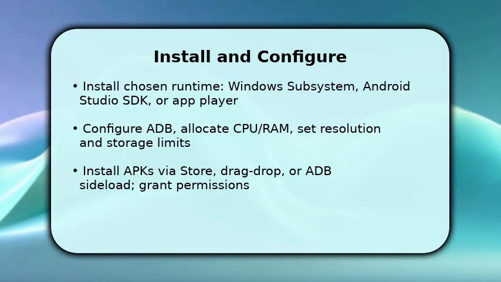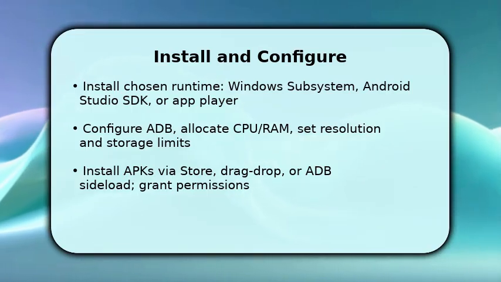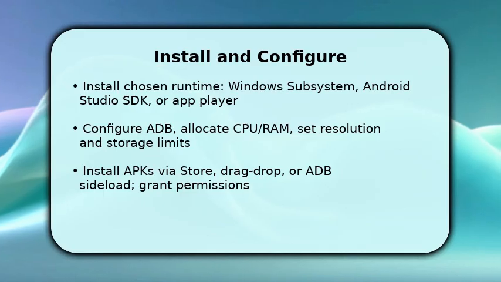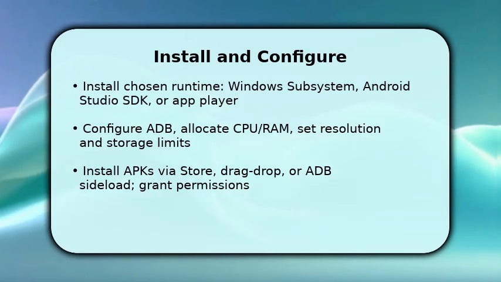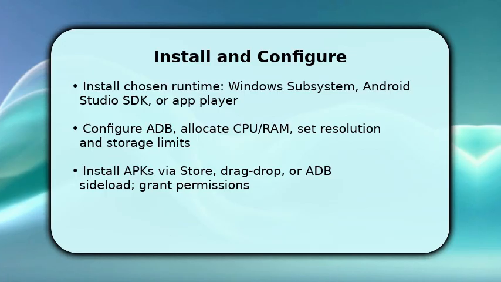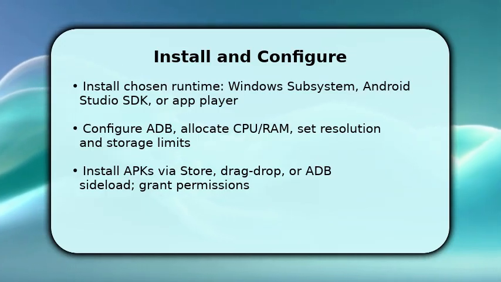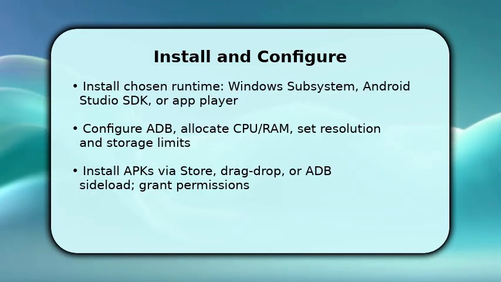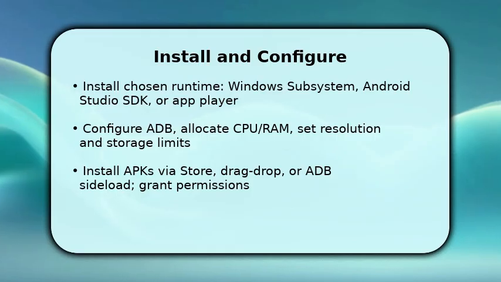Now you'll install and configure the runtime and tools for running apps. If using the Windows subsystem, enable the feature, install the Android image, and open the store. For emulators, install Android Studio, download an AVD image, and enable ADB. Allocate CPU cores, RAM, and storage for smooth performance, and set a sensible display resolution.